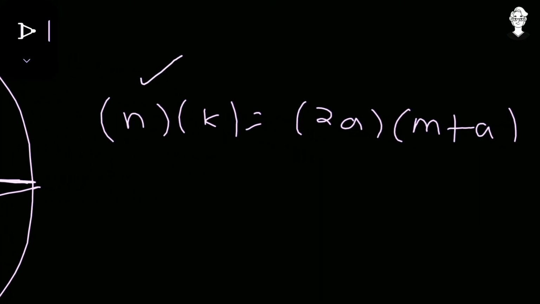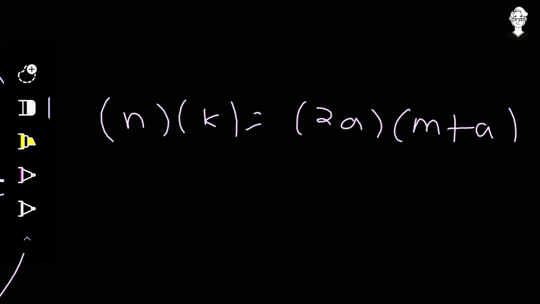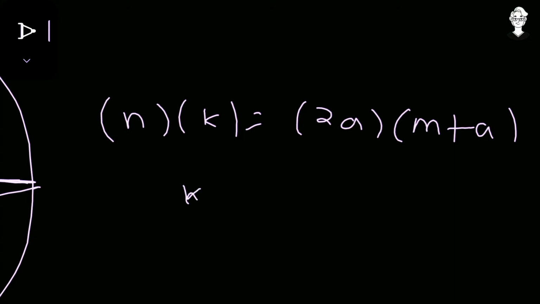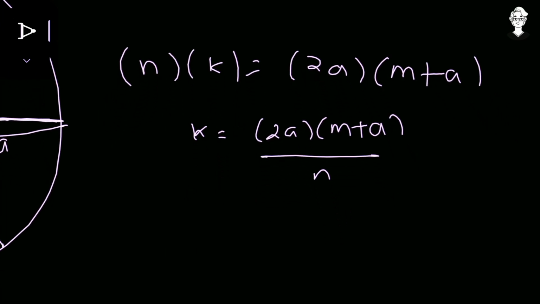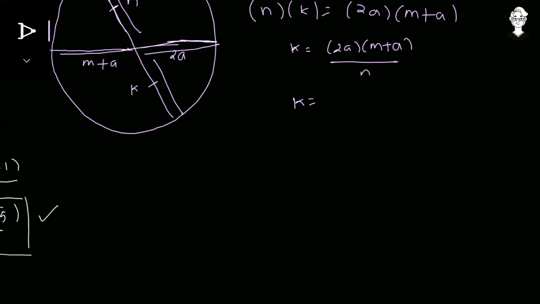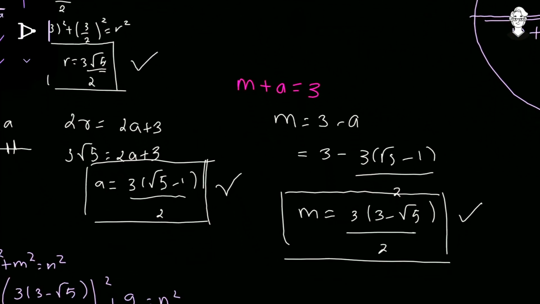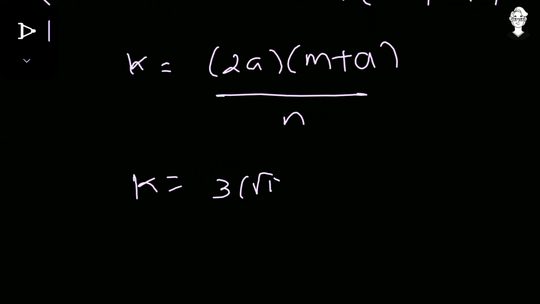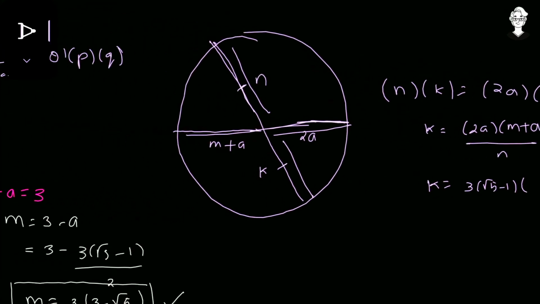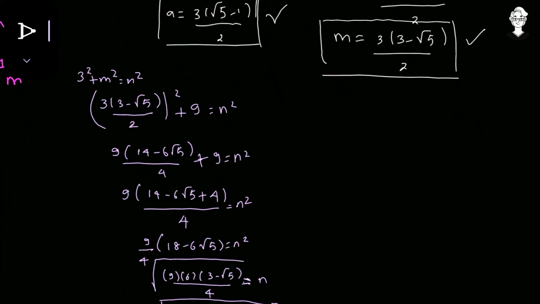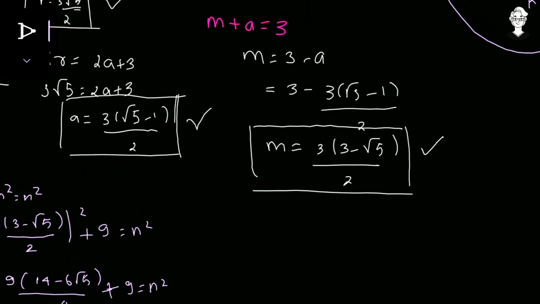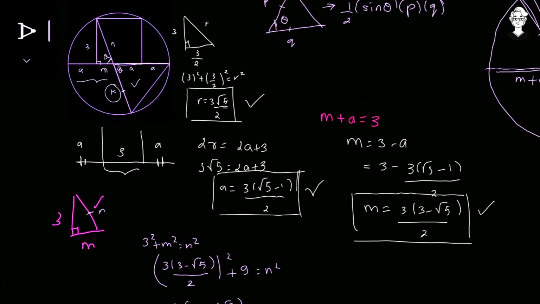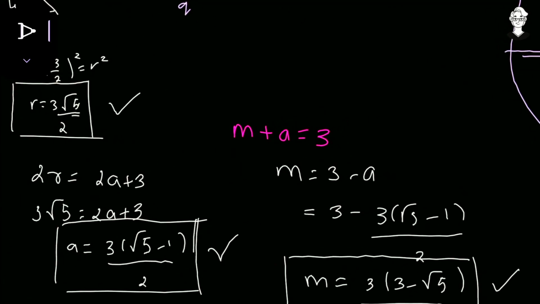So from here, we have the value of n, the value of a, and the value of m. So m plus a has a very nice value, and from here we can get k. So k is equal to 2 times a into m plus a upon n. Solving for k: the value of a was 3 times square root of 5 upon 2, so 2 times a becomes 3 times square root of 5 minus 1. Now let us get m plus a. From this diagram we had a nice equation: m plus a is already equal to 3.